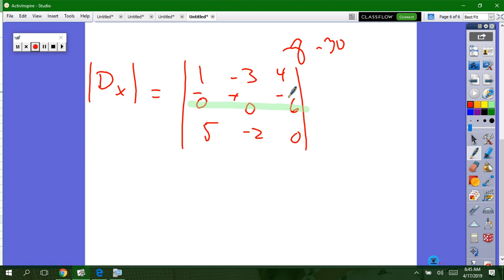Okay. So really, the only thing that matters is -6, determinant of the elements that are not in its row and column, correct? So that's 1, -3, 5, -2. So that's -6 times -2 minus a -15.